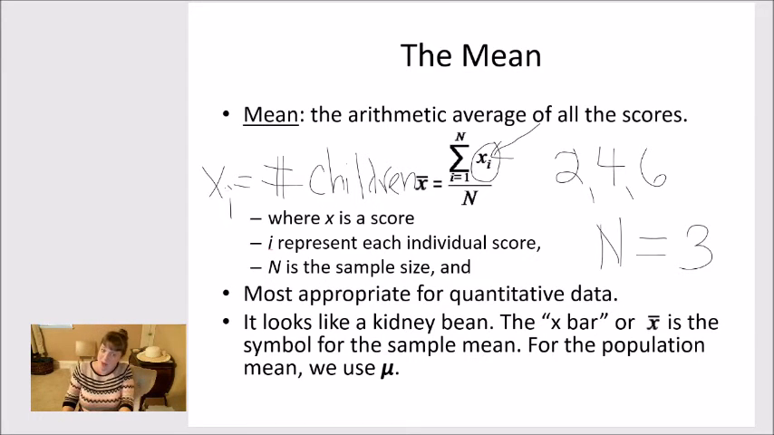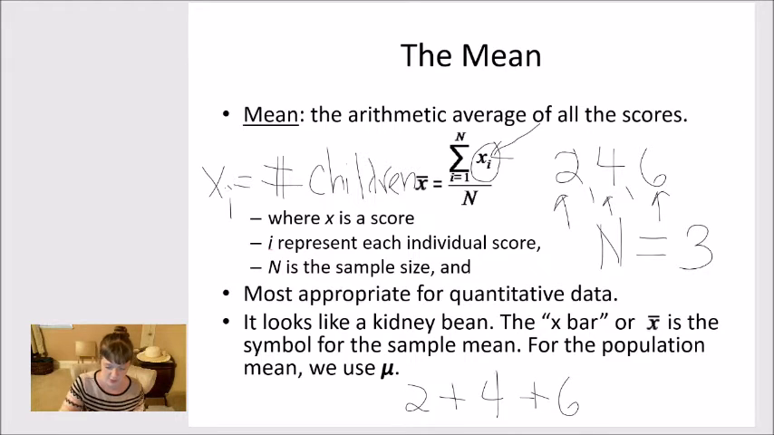Now, I only asked 3 people this question in my current example. And so the first person told me 2. The next person told me 4. And the third person told me 6. And so if I was going to calculate the average number of children for this sample of 3 people, I would do 2 plus 4 plus 6.